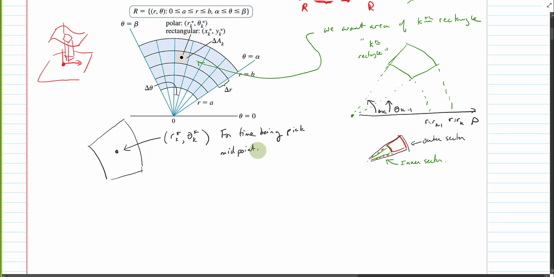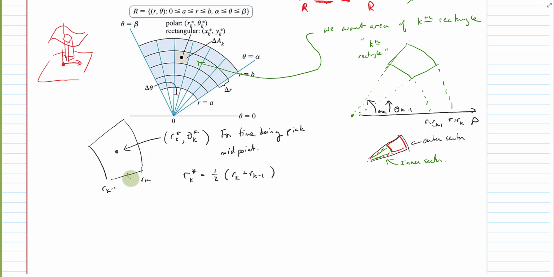So what's the midpoint? Those would be the coordinates. If we're picking the middle r value, we simply take the average of the two radii. So that's r of k plus r of k minus 1, over 2. If this is our r of k minus 1 and this is our r of k, and I want to be midway in between as far as the radius is concerned, I add the two together and divide by 2. That gives me the halfway point between them.